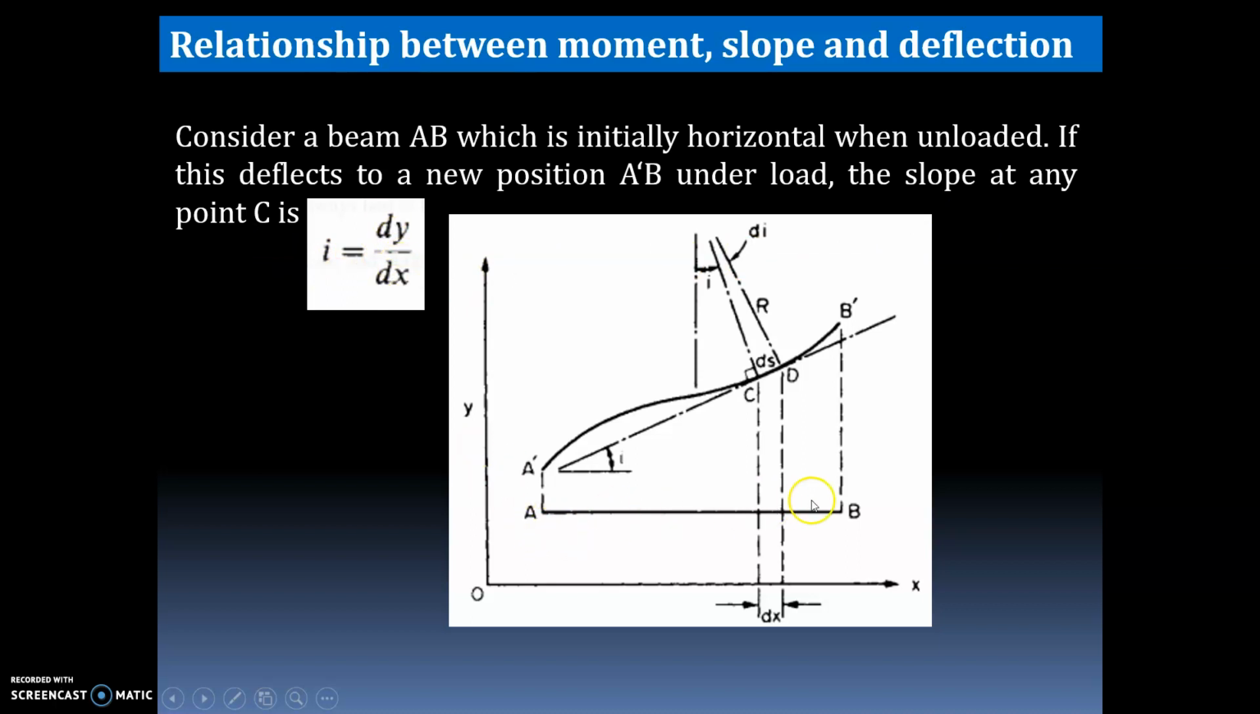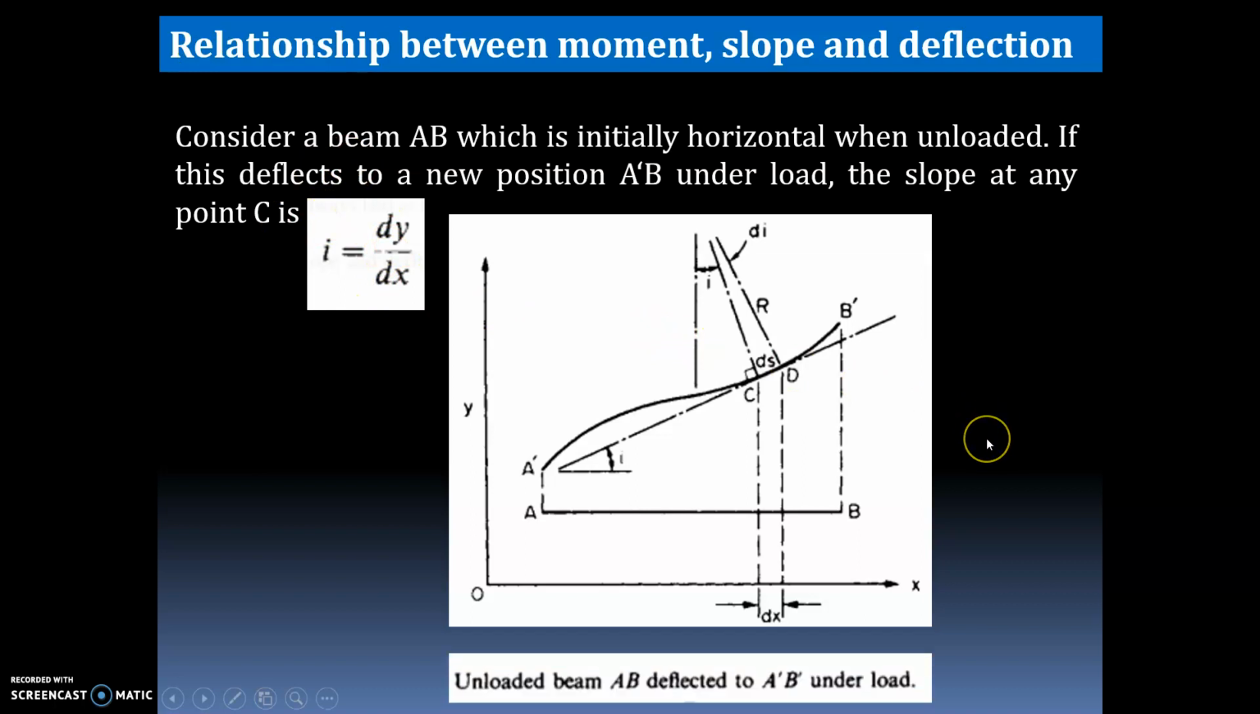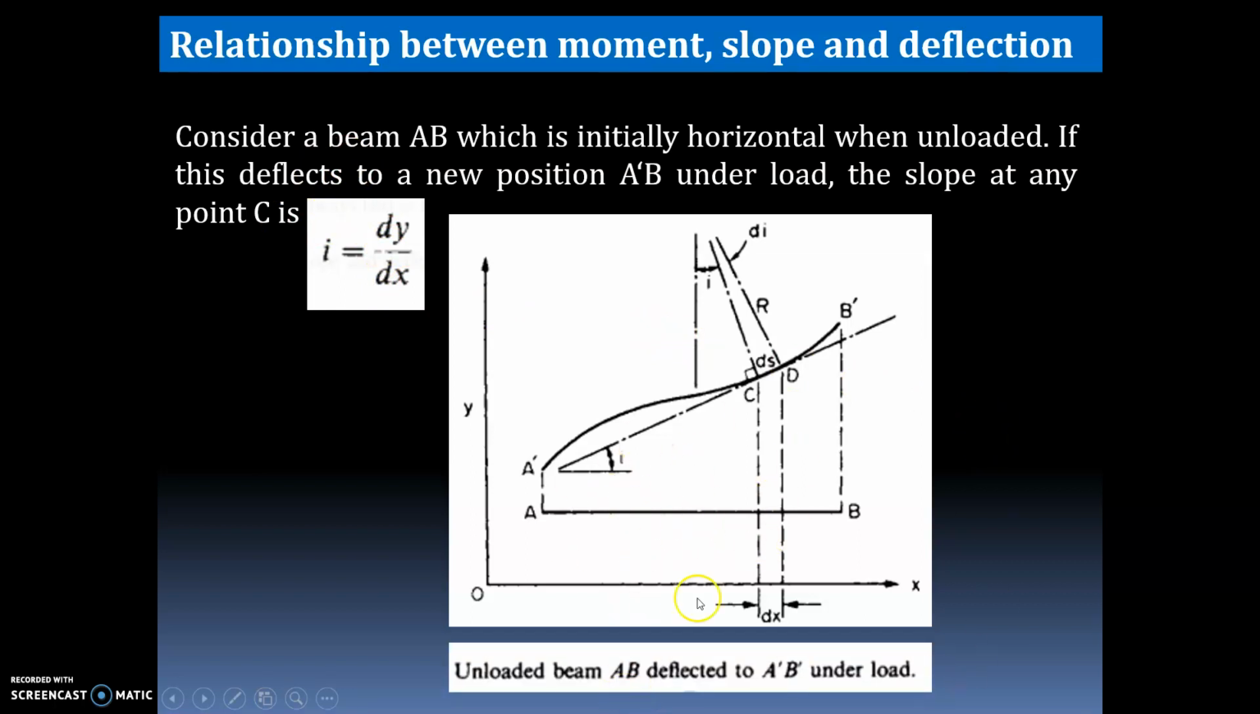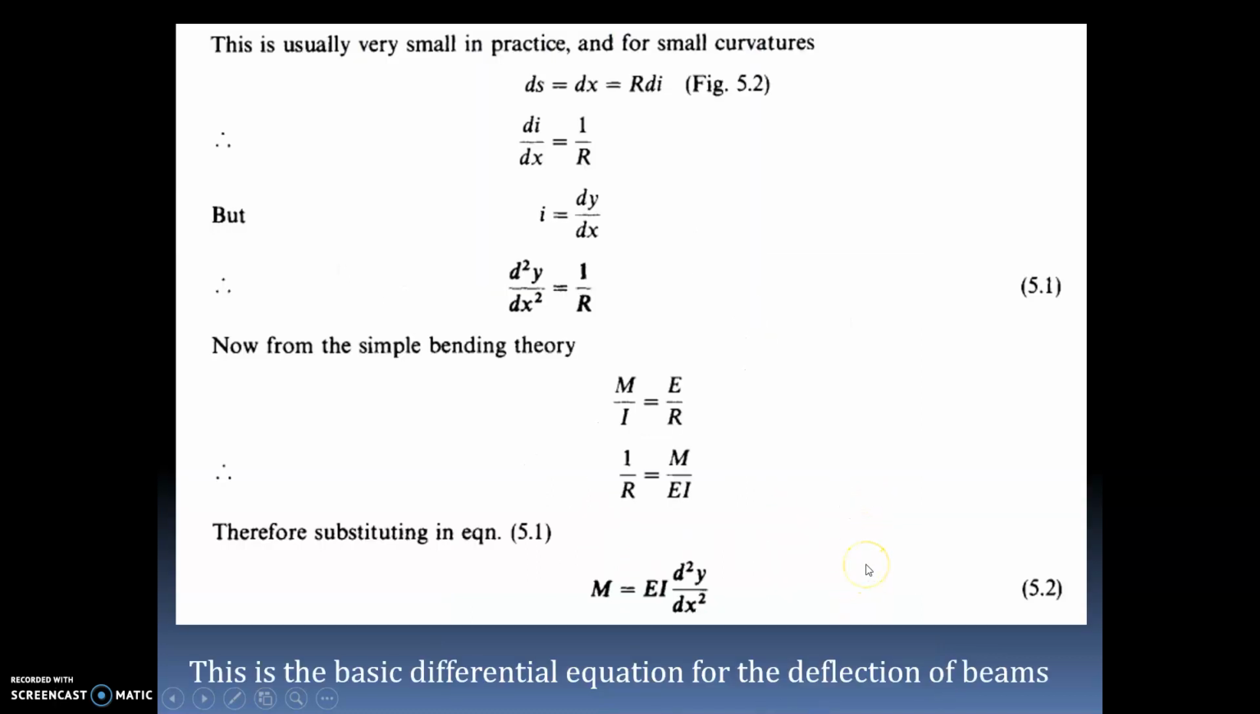Suppose we consider a beam AB, which is initially horizontal when it is not loaded, but when it is loaded, it takes the new position, that is A dash B dash here, and it deflects. The slope at that point C is given by i. The slope is represented by the symbol i, that is equal to dy by dx. Slope is equal to dy by dx. This figure shows the unloaded beam AB deflected to A dash B dash under the load.